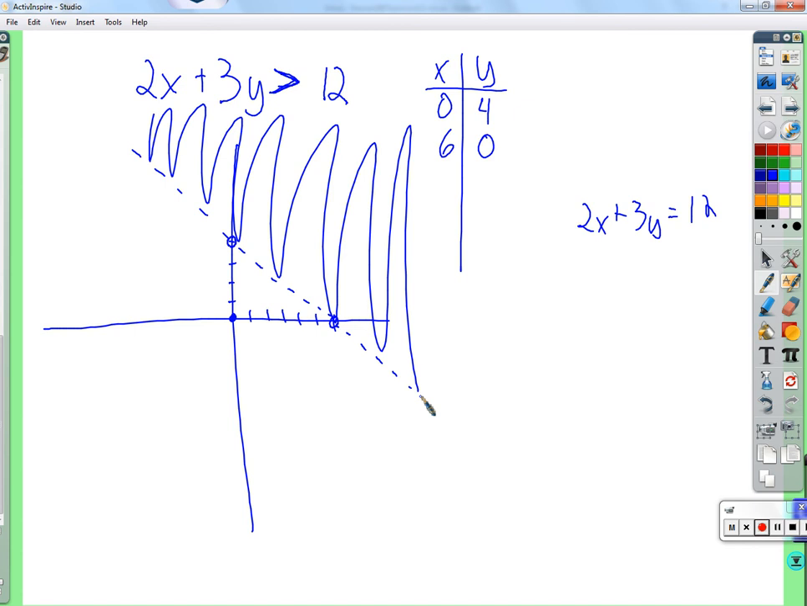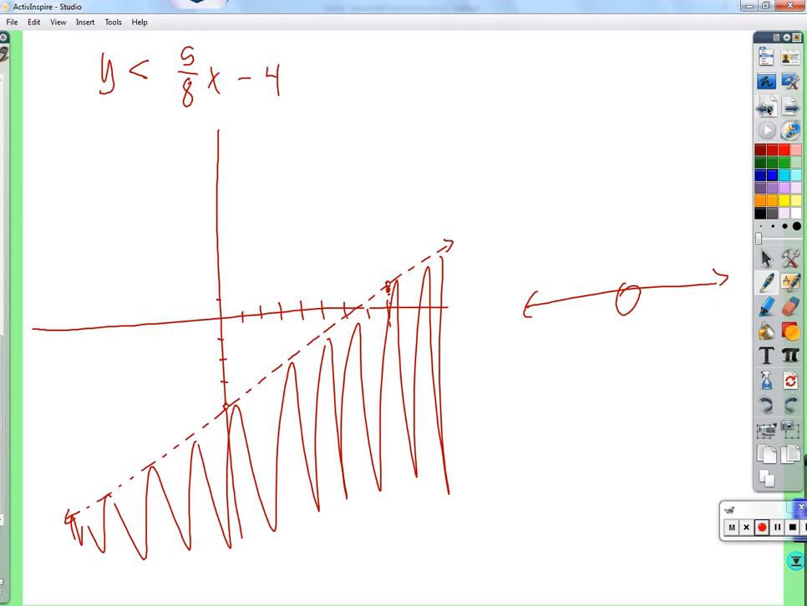And of course that'll work any time, for any graph that we graph. I could have done that here. I can choose this point, 0, 0. Plug it in there: 0 is less than negative 4, is that true? Is 0 less than negative 4? No, it's not. That point fails. So I must shade over here.